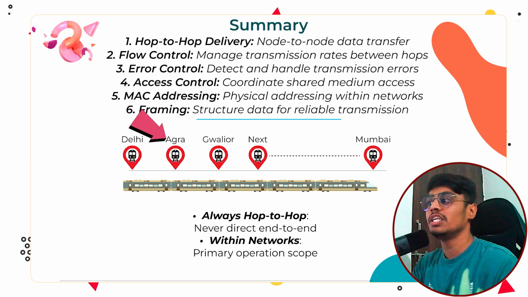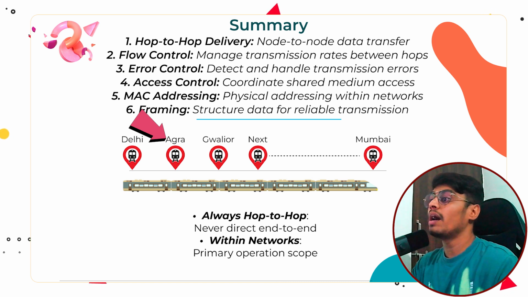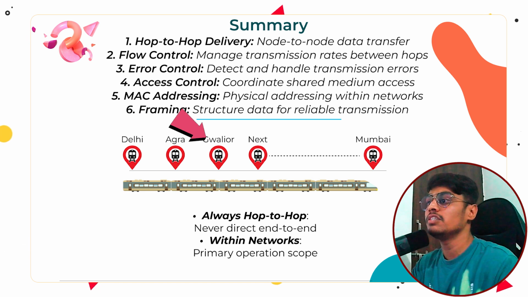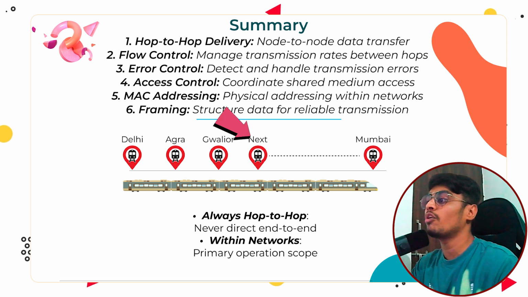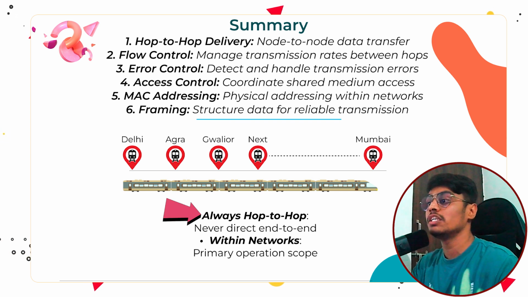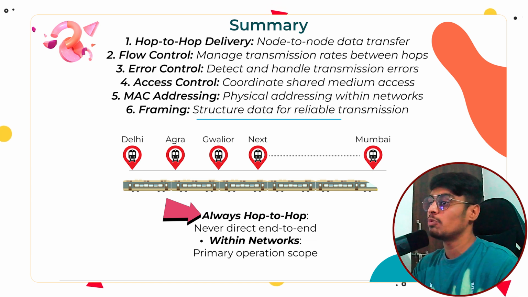So how will it reach Agra from Delhi? That is the responsibility of the data link layer. From Agra, how will it reach the next station, maybe Gwalior? That is the responsibility of the data link layer. How will it reach from Gwalior to the next station towards Mumbai? That is again the responsibility of the data link layer. This means station to station, hop to hop, node to node. That is a very important point which students miss many times. So always remember this point: the data link layer handles all these responsibilities, but it is always from hop to hop, never end to end or source to destination.